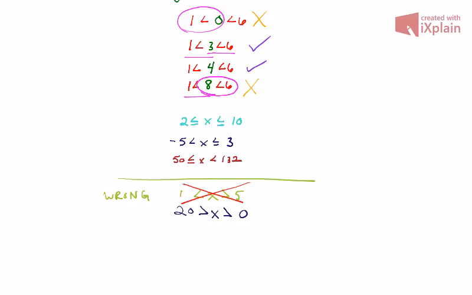I mean, we still have it going in the appropriate order, but actually, to write this the correct way, we would want to flip the symbols around and actually flip the numbers around too. 0 is less than some value of x is less than 20. So what we are saying here is that the x values that we can use are going to be between 0 and 20.